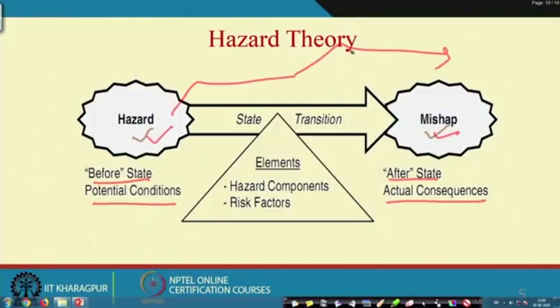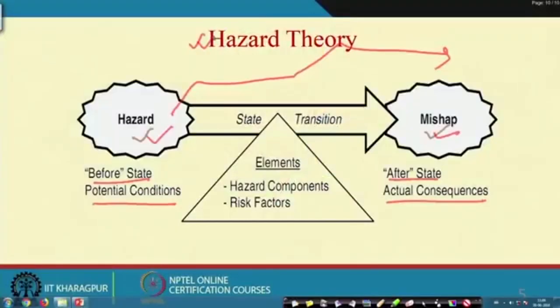So, that means by hazard theory, what do we mean? We mean that hazard is a potential condition for accident. Now, how this potential condition ultimately lead to accident, knowing the path is the job of safety engineer. And accordingly, putting intervention or barriers in between in such a manner that path will not realize. So, that is what is basically hazard theory.